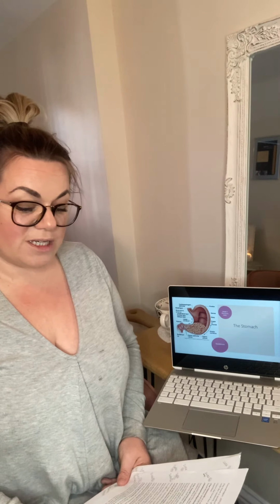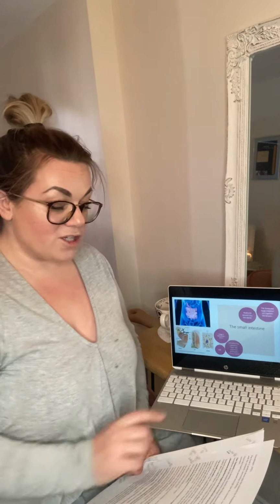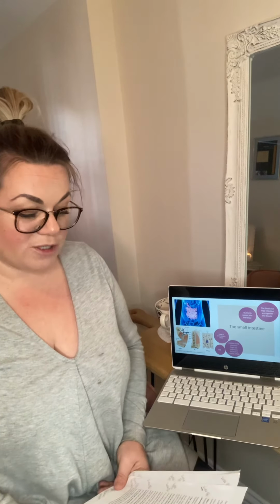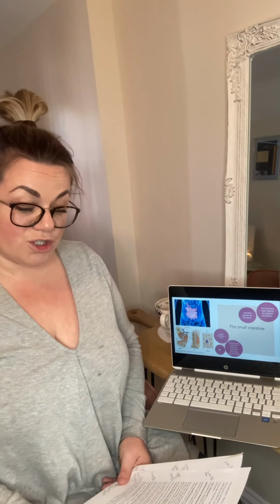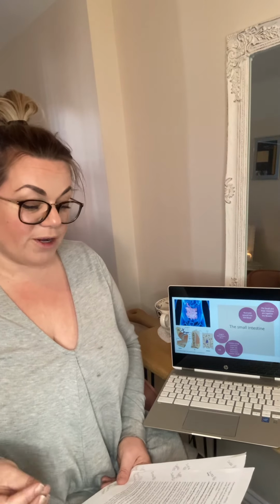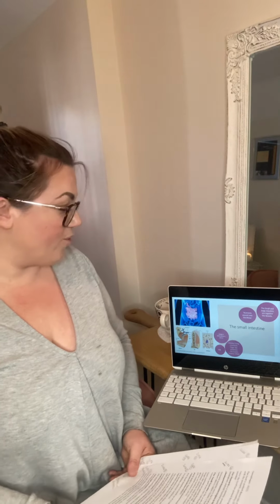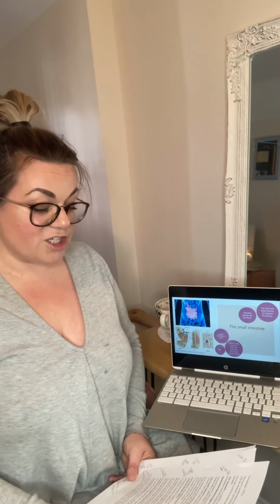The lining of the small intestine is covered in finger-like projections called villi, which provide a larger surface area for helping to absorb nutrients. With the help of bile juice, the process of emulsification takes place here. This is where fat globules are broken down into smaller globules. The small intestine is made up of three areas: the duodenum, the jejunum and the ileum.